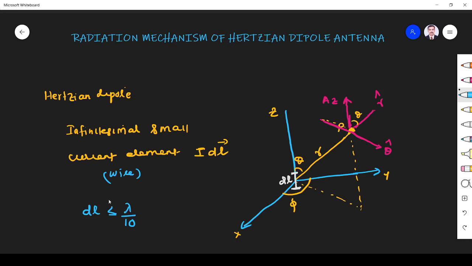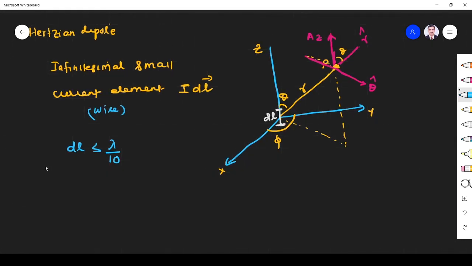But this Hertzian dipole does not exist in real life. Then why do we have to study this? It acts as a prototype to study other antennas. It is easy to understand the radiation of this Hertzian dipole. This concept may be used to study the radiation mechanism of other complicated antennas. So this is the fundamental antenna whose radiation mechanism we should know very clearly.